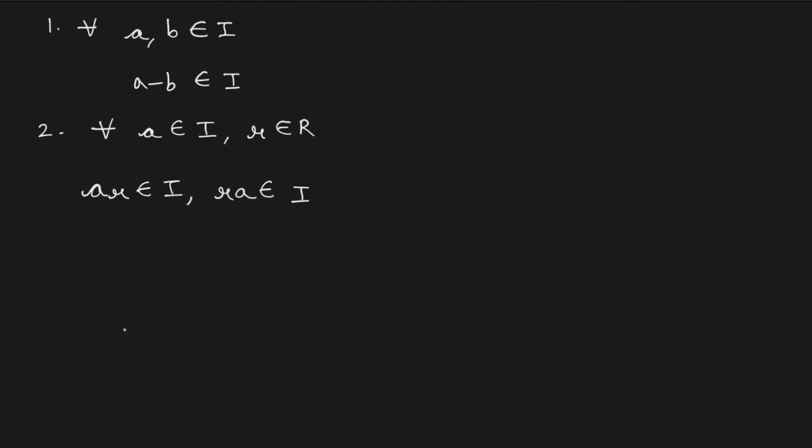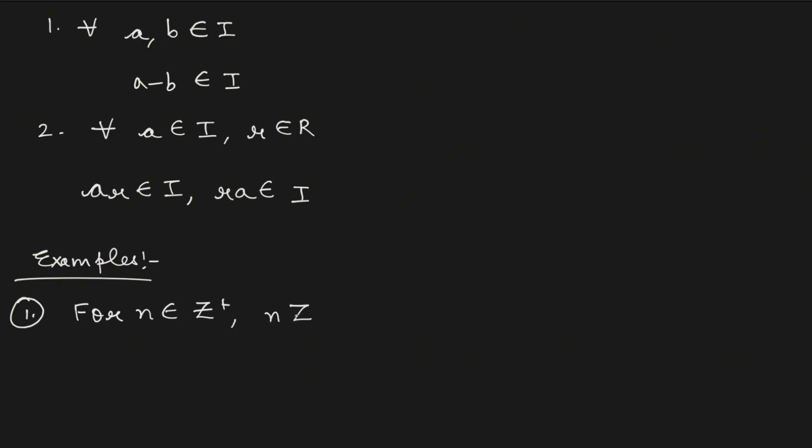For examples, first, for n belongs to Z plus, nZ is an ideal in Z. Means 2Z, 3Z, 4Z, so on. These are ideals in Z.